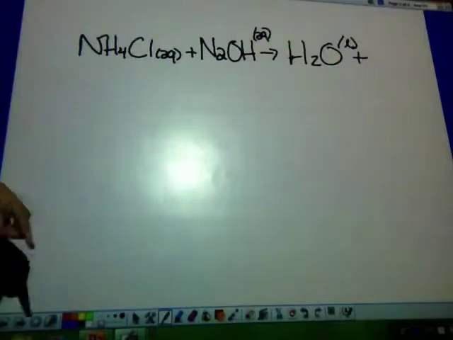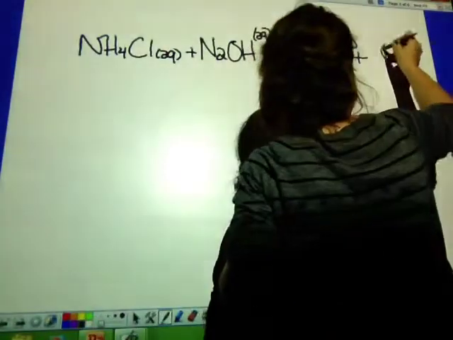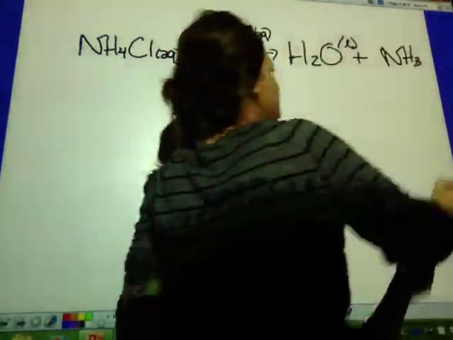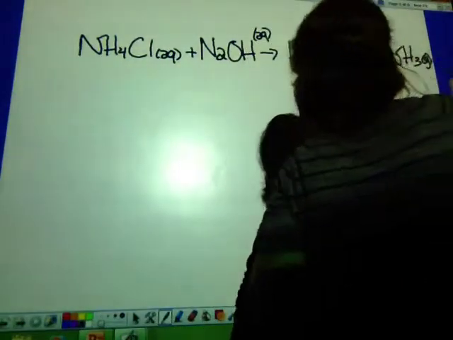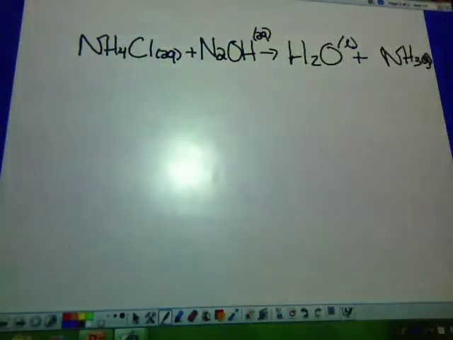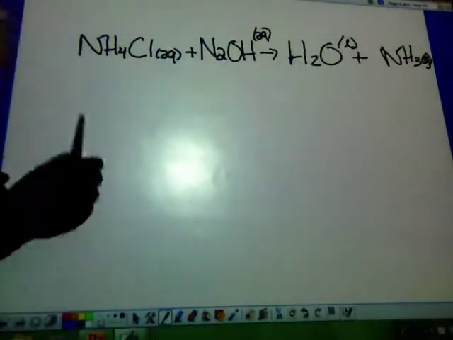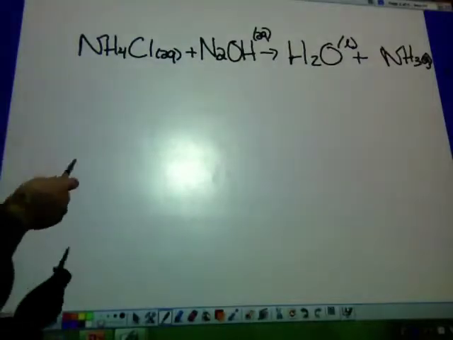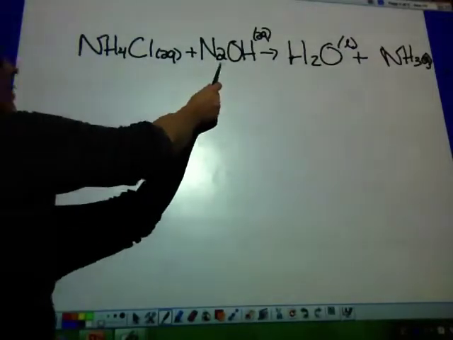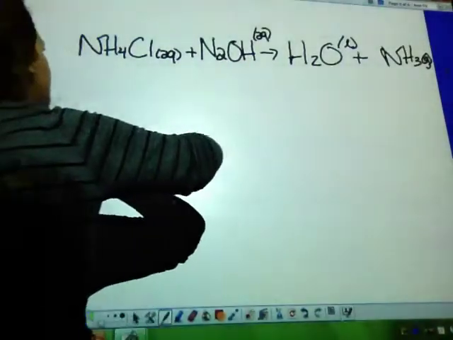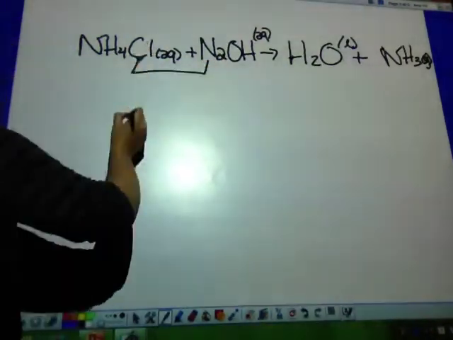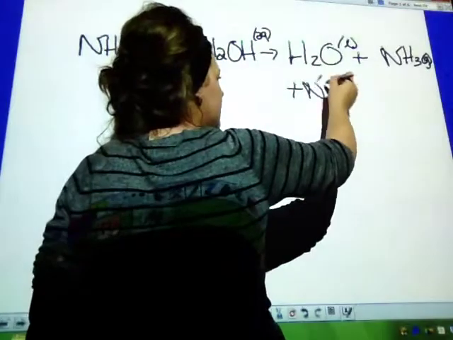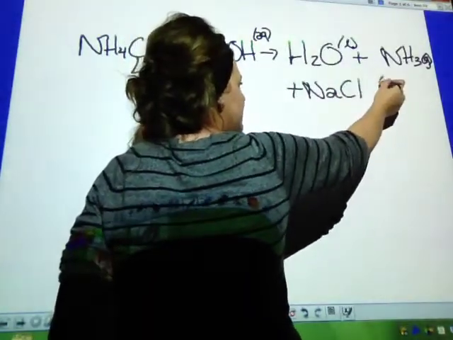So NH4Cl plus my strong base, NaOH. I have to produce water. I also have to produce ammonia, NH3. And, sorry again, NH3 is a gas, ammonia gas. And then the last thing I have to produce is salt. What salt will I be producing? Well, I used up my hydroxide for my water, I've used up my NH4, so I have Na and Cl, so I must have produced NaCl for my salt.